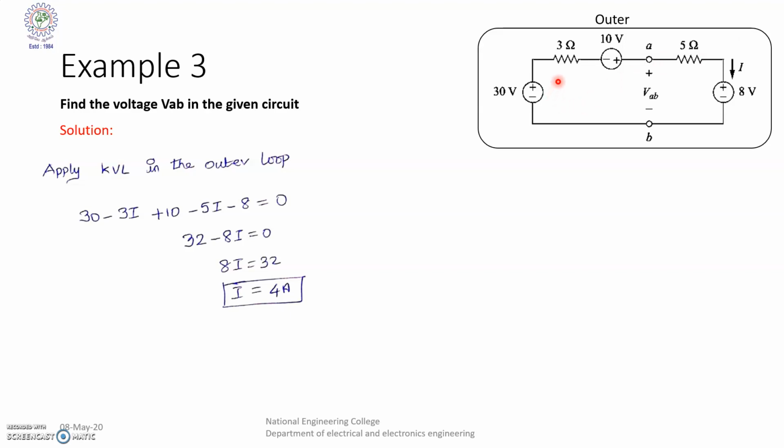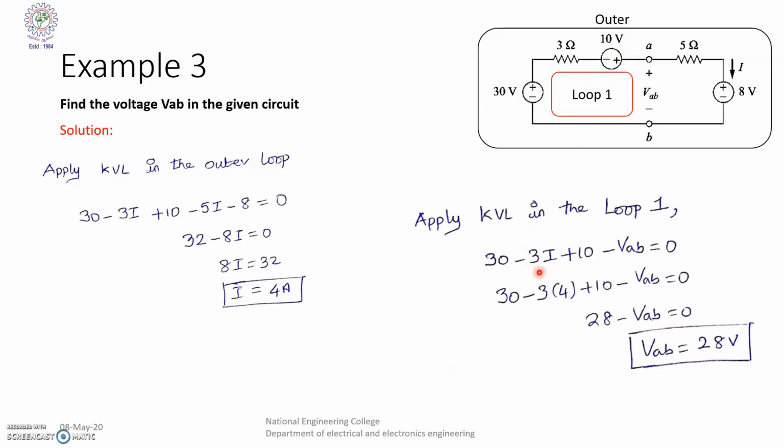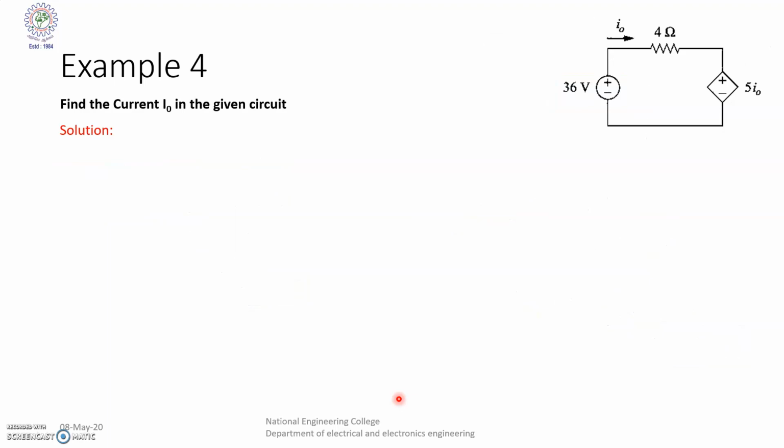Now we apply KVL to the inner loop alone. So this is our inner loop, loop 1, where we are considering only the 30 and 10 sources up to VAB. The equation will be plus 30 minus 3I plus 10 minus VAB is equal to 0. We know the value of I, so just substitute it, and VAB will be equal to 28 volt. So the answer is VAB is equal to 28 volt.